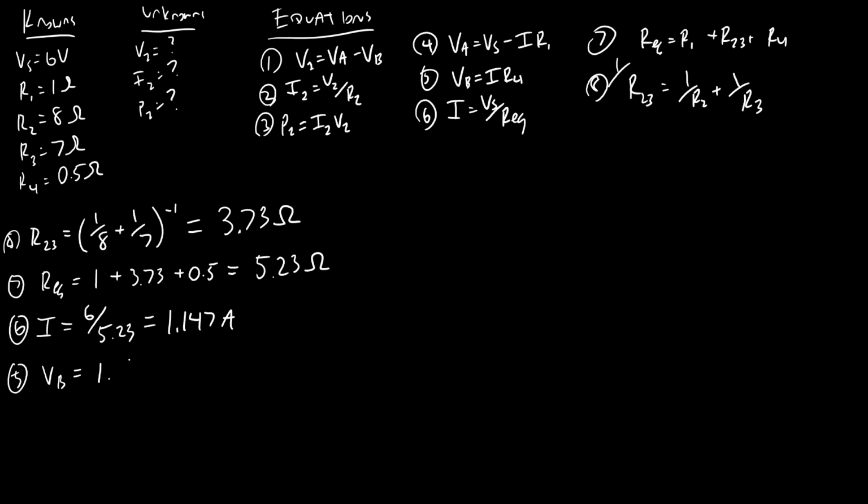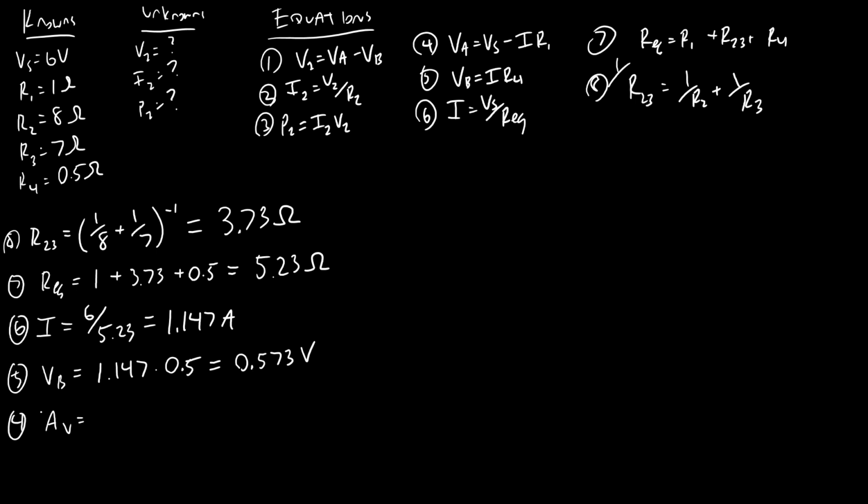VB equals I times R4. So that's going to be 1.147 amps times R4, which is 0.5 ohms. Plug that in, and we get 0.573 volts for VB. I'm going to go up to equation 4 for VA.